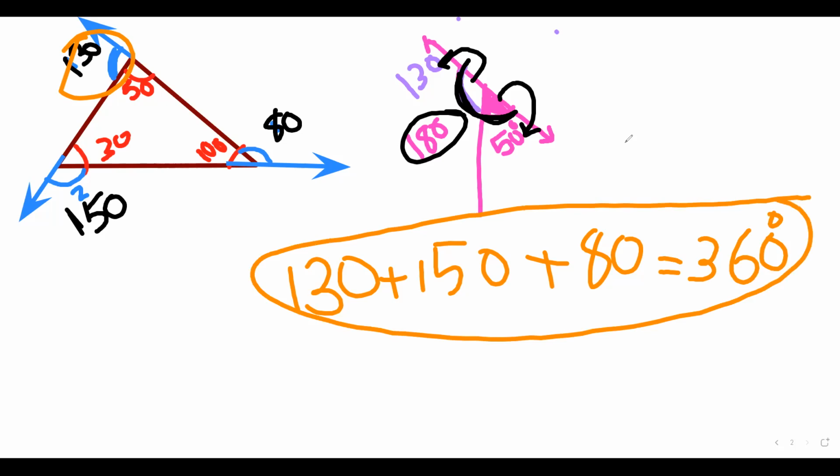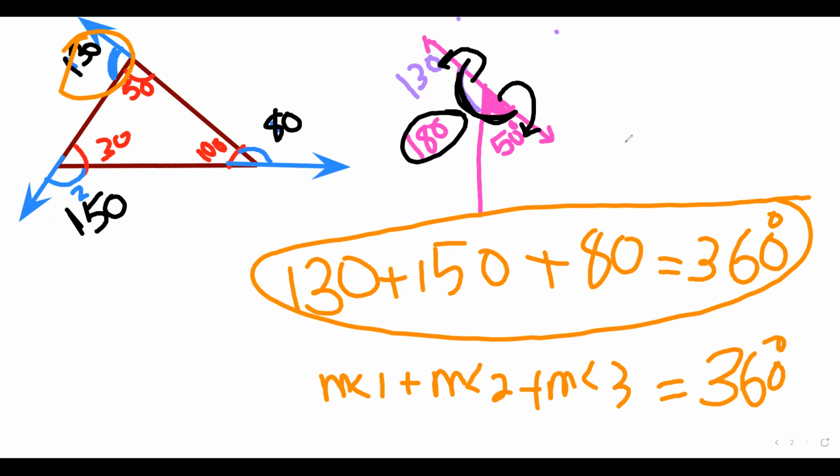So that means the formula to find the summation of the exterior angles is the measure of angle 1, plus the measure of angle 2, plus the measure of angle 3. And all the time, whether I am in a triangle, pentagon, or hexagon, they are 360. So in order to find the exterior angle, you need to add them and set them equal to 360.